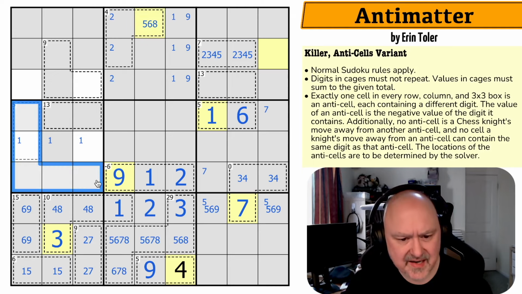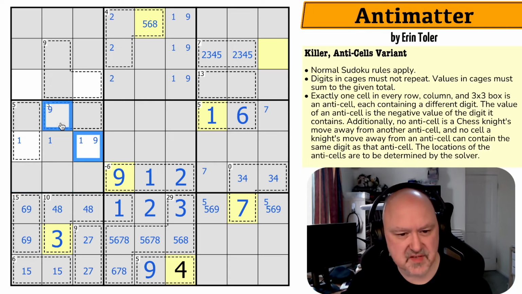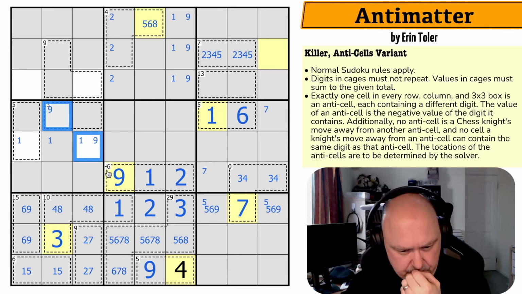Nine is not in any of these cells. Nine is in one of those two. Because this nine sees those, the 6-9 sees those, and that nine sees that by knight's move, and that by knight's move. So 9 is in one of those two.